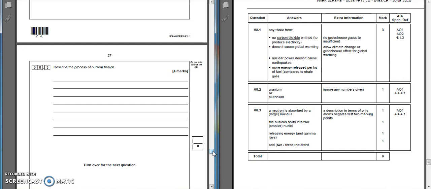So the very quick bullet points would be: a neutron's absorbed. That then makes the fuel split apart. It releases energy and a couple of neutrons at least.